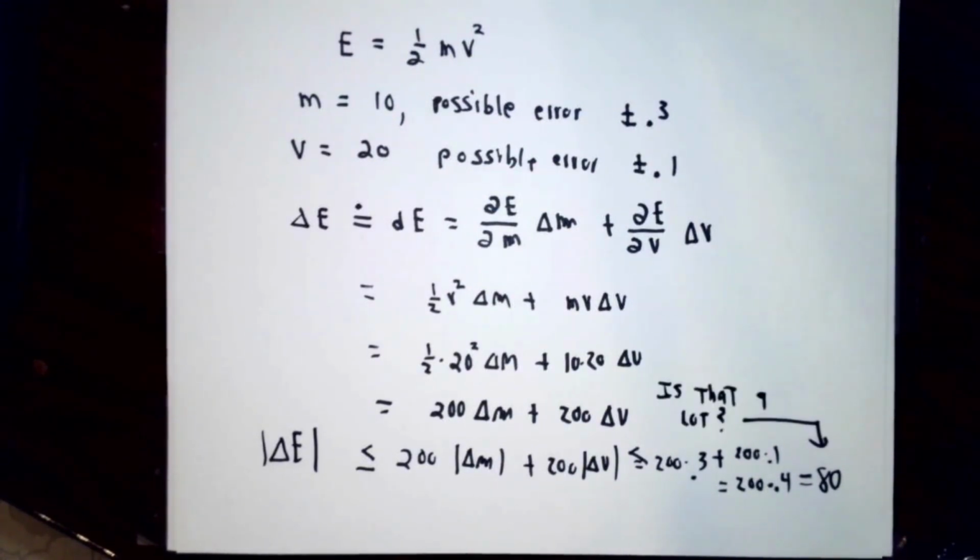Any reasonable person might be thinking, is that a lot? It depends on how big E is. So using my m equal 10 and v equal 20 numbers, let's calculate what the energy would be. The energy works out to be 2,000 joules, so 80 isn't a huge number compared to the actual value of the energy.